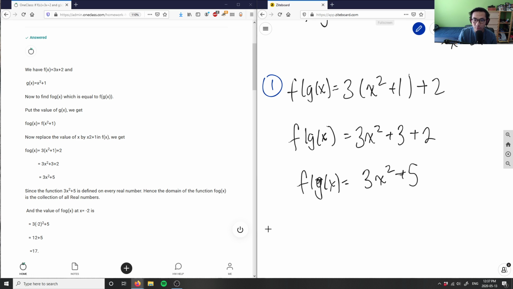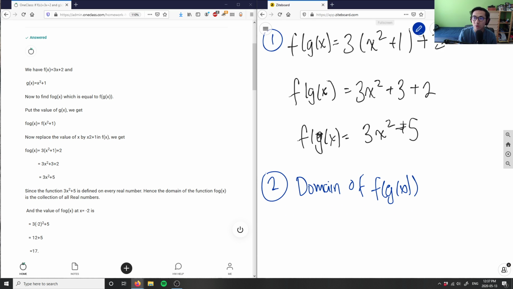Number 2 is asking for our domain, right? So what is the domain of f of g of x? If you look at this function here, it is 3x squared plus 5. This here is a parabola, so you can think of this function as a parabola. My leading coefficient is above 1, so it's going to open upwards, like this.